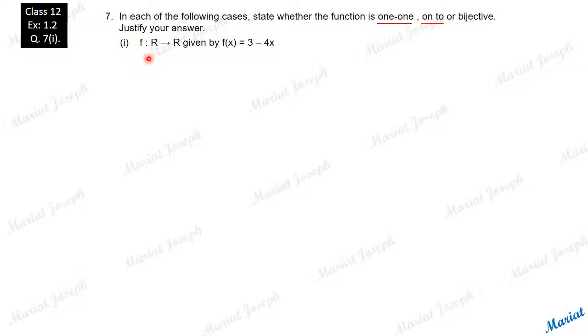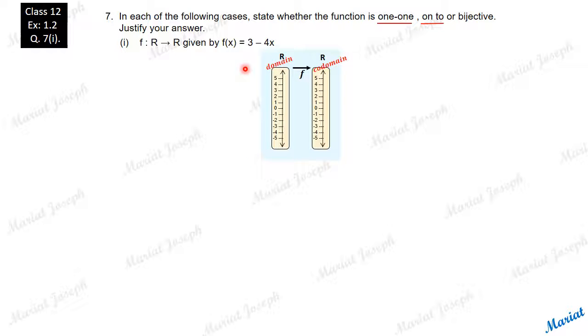F is defined from the set of real numbers to real numbers given by f of x equal to 3 minus 4x. Here, domain and codomain both are given to be the set of real numbers. And the rule by which you have to get the image is 3 minus 4x. You take any x in the domain, its image will be 3 minus 4x. So the image of 2 is 3 minus 4 into 2, 3 minus 8, that is minus 5. Image of 3 will be minus 9. So using this rule, the images are calculated.